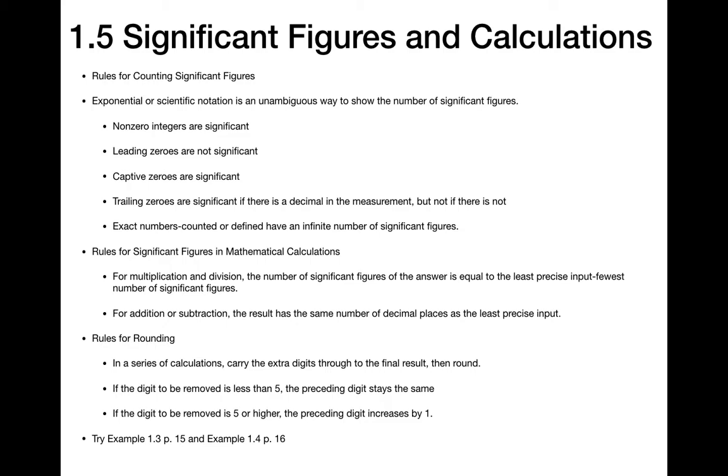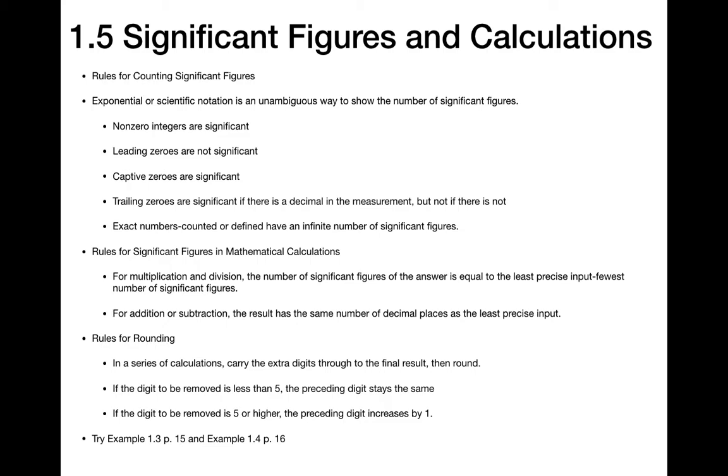So 4.200, the 2 zeros after the 2 would be considered trailing zeros. There's a decimal, and so they are considered significant. Generally, if there is no decimal showing in the number, we consider trailing zeros to just be placeholders. So like 567,000 meters, we assume that the zeros were not actually measured, but really are just placeholders.